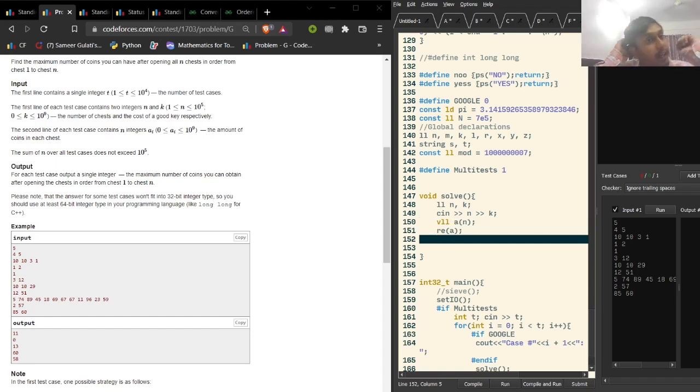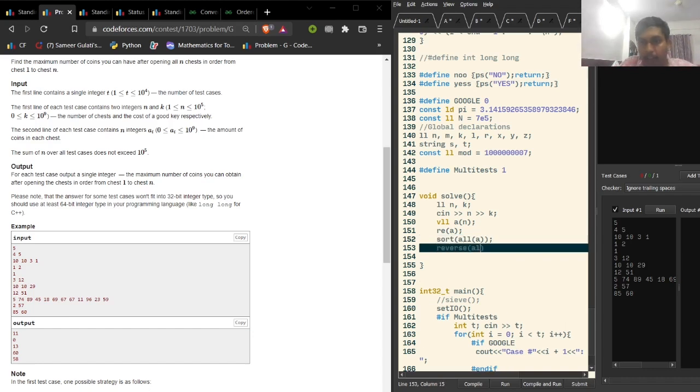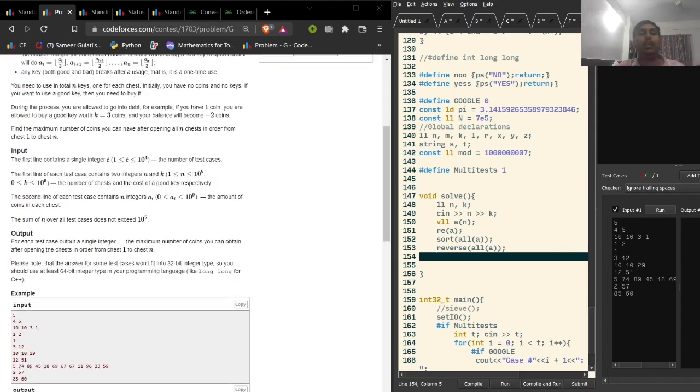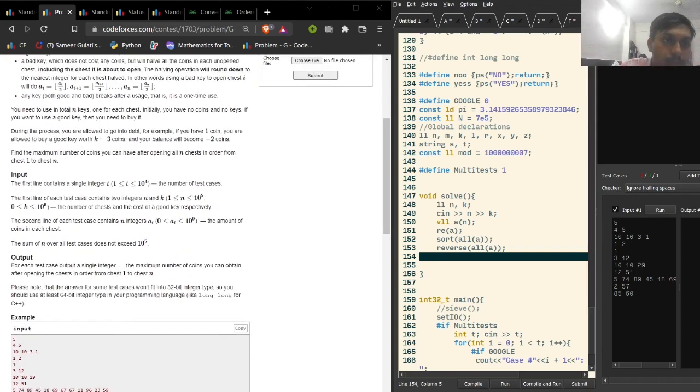We can possibly start from the end. Okay, no, but we wouldn't know. Let's just sort all A and then reverse all A. We can just do that, right? Because we don't want to lose the larger coins for any reason.